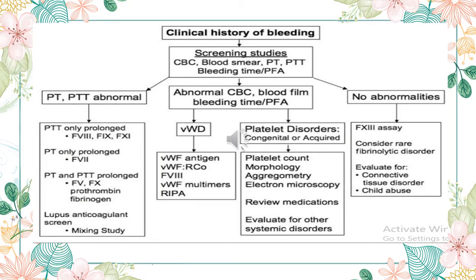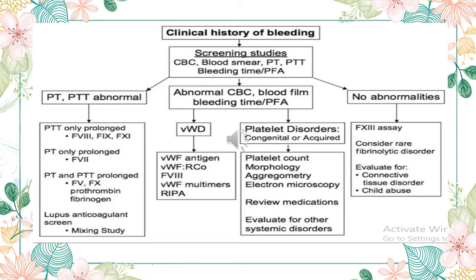Well, this nice algorithm has almost all the causes of bleeding in one slide. How to proceed in a case of bleeding? Screen by CBC, PT, PTT, bleeding time, or, as we mentioned, the platelet function analyzer. If I'm having prolonged PT only, PTT only, or both, how do I proceed if I don't know the cause from history? I may know the cause, for example that my patient is on warfarin therapy, and I'm expecting a prolonged PT early and a prolonged PT and PTT late. What if I didn't know the cause and there is a prolonged PT or PTT or even thrombin time?